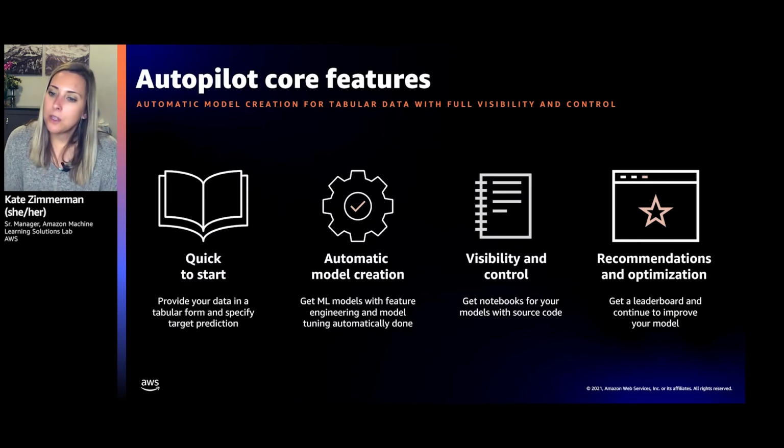You get visibility and control, and I'm going to show you some examples of this. Autopilot is not a black box, and this is definitely a big differentiator from some of our other AutoML-esque features or services in the AI services part of the stack. You're actually going to get notebooks with source code as an output that you can then go forth and execute. That's a big differentiator that Autopilot has from other AutoML solutions in general. It's a very cool feature and something that's unique to this particular service.